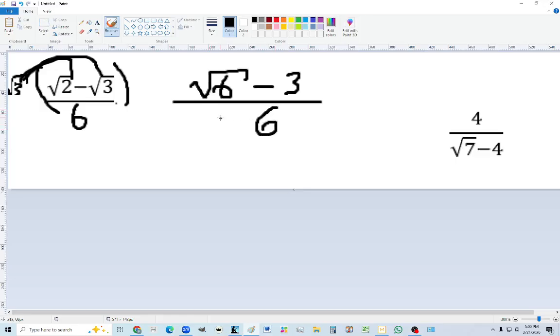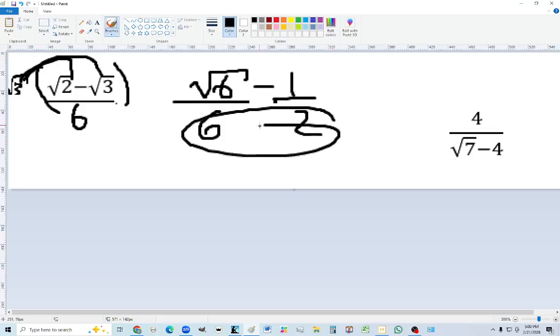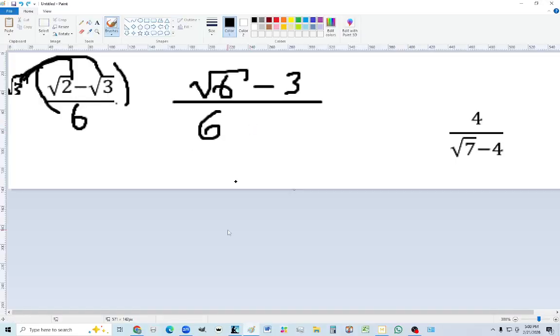Could that be simplified? I don't think so. Both divisible by 2, but you can't divide the 6 into the square root of 6. You can't. You could do something strange: square root of 6 over 6 minus 3 over 6, which becomes a half. But why? You're just making something no longer over the same denominator. I believe your teacher's looking for that.